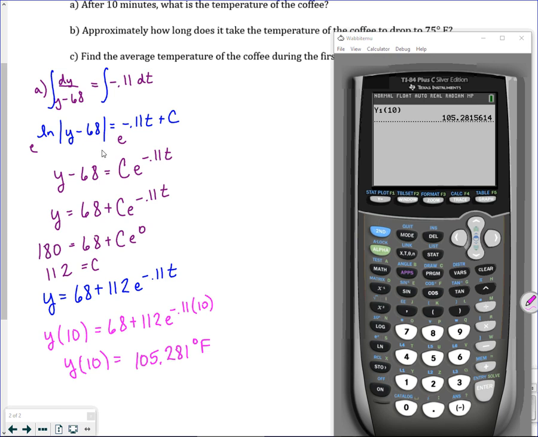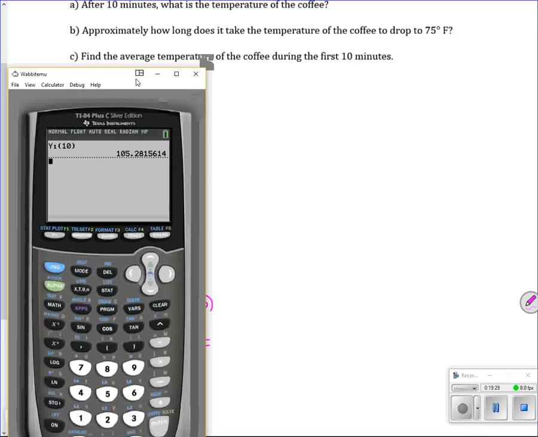All right, part B. I'm going to move my calculator over here so I can write part B. Approximately how long does it take the temperature of the coffee to drop to 75? Okay, what equation are you solving? 75 equals your equation, right?